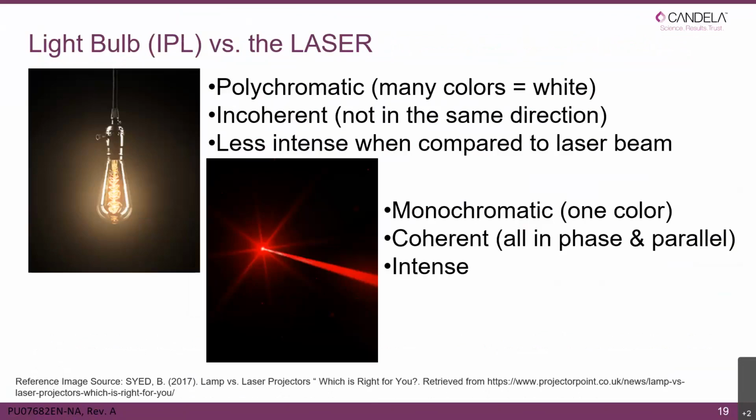Here we look at the difference between a light bulb or an intense pulse light unit versus the laser. So in conclusion, light bulbs are what we call polychromatic because they contain many colors. Because we have all these colors together, we actually see this as a white light. They're incoherent, so all of these beams are not running in the same direction. They're all split up and defocused in essence, and it's less intense when compared to a laser. Whereas, as I said before, the laser is single color, so it's monochromatic, and it's coherent, which means all of those wavelengths are in phase and parallel, and it's also very intense.